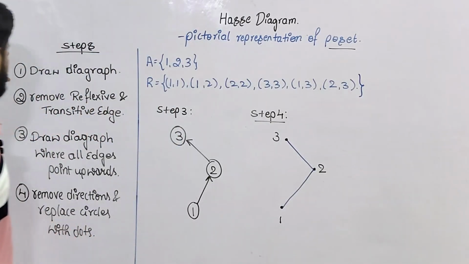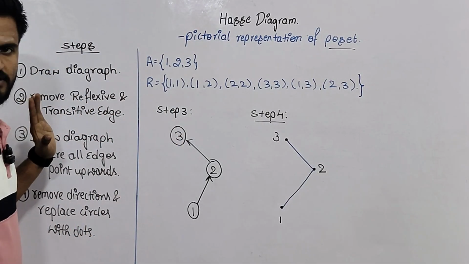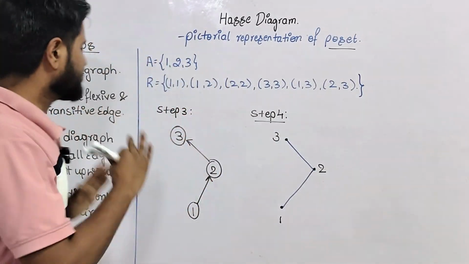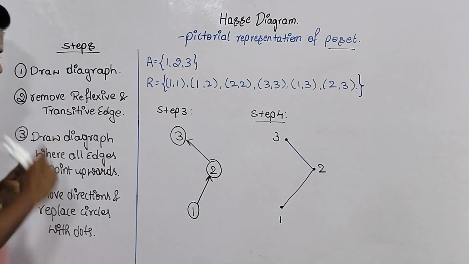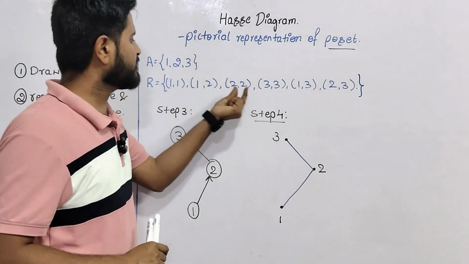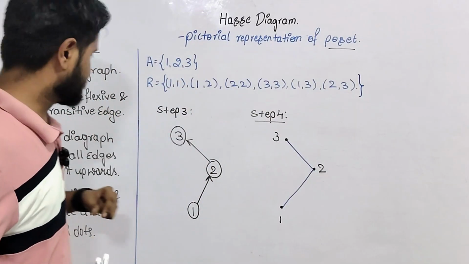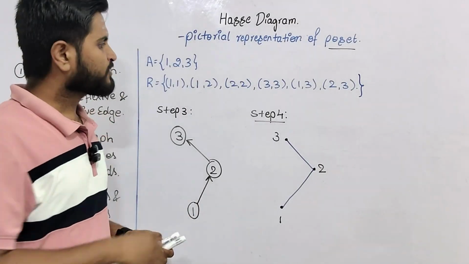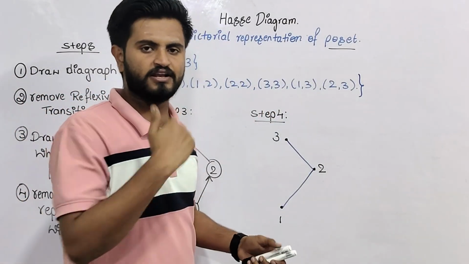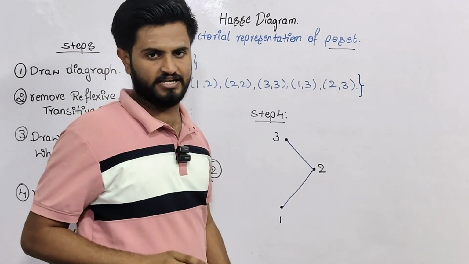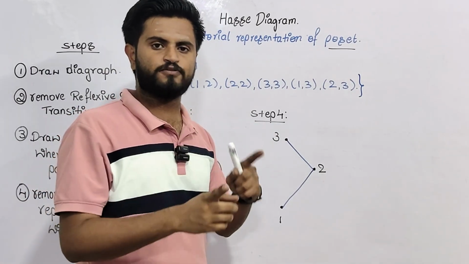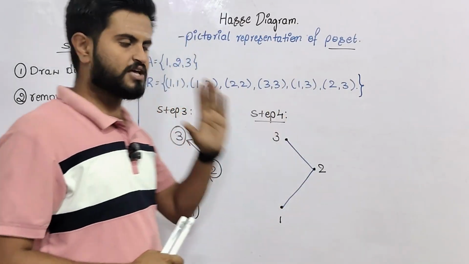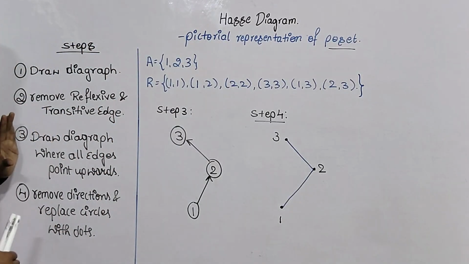So what we did here: in the first step we drew the digraph using the relation set which has been given in the problem itself. After drawing the digraph, we remove the reflexive edges. Reflexive means self loop: 1,1; 2,2; 3,3, like that. Next we remove the transitive edges. So what are transitive edges? From A to B there is a relation, from B to C there is a relation. If there is also a relation from A to C directly, then we must remove that one. So we remove the reflexive and transitive edges in the second step.